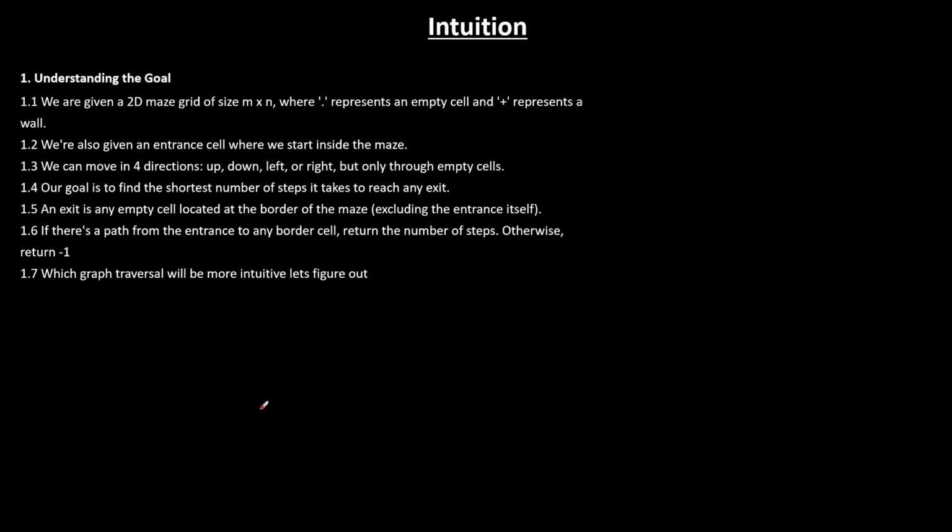To understand what the problem is asking, we should build up an intuition for the problem. Let's do it by understanding the goal. We are given a 2D maze grid of m cross n size, where a dot represents an empty cell and a plus represents a wall. We are also given an entrance cell where we start inside the maze. These are things which are clear to us.